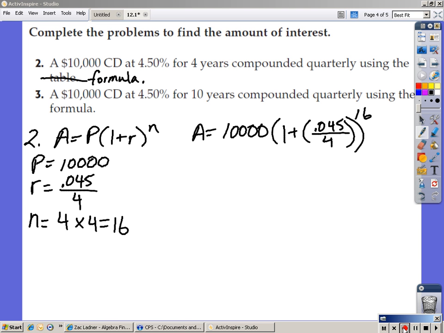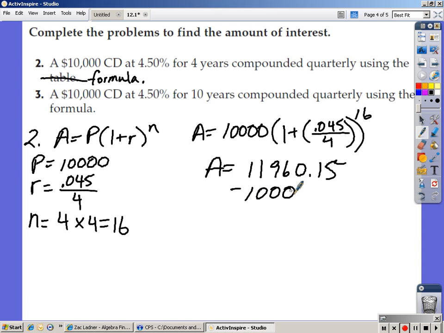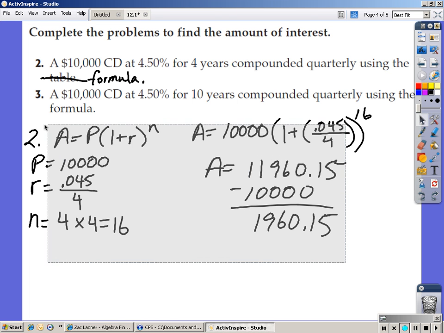Okay, so we work this out. We get A to equal 11,960.15. Question says find the amount of interest. Subtract your 10,000 off of it. You get 1,960.15 for your interest. All right. I'm going to minimize this, make it a little smaller.